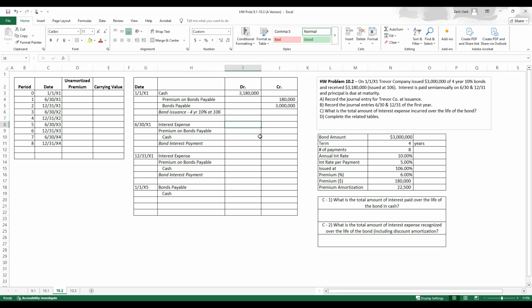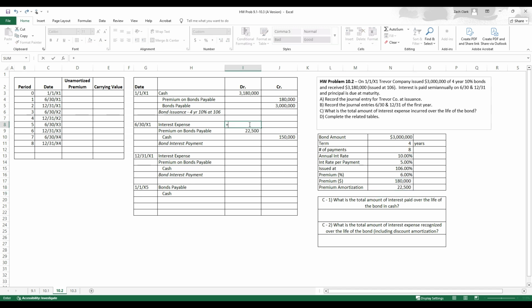So that's important. And then the amount of cash that we're going to pay in interest every time is going to be the percentage per payment, so 5% times the outstanding bond amount, so 150,000. Remember, 10% divided by 2 times the total outstanding bond amount. And then the premium on the bonds payable as we amortize it is the 22,500. And remember, we got that by taking the total premium divided by the number of payments.